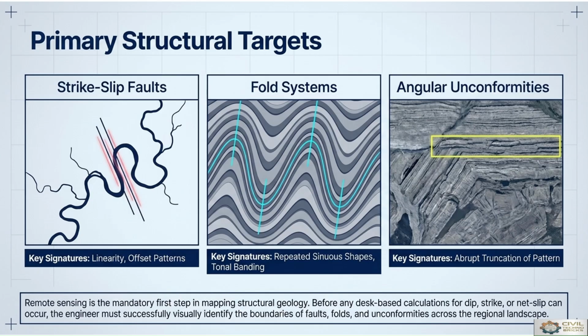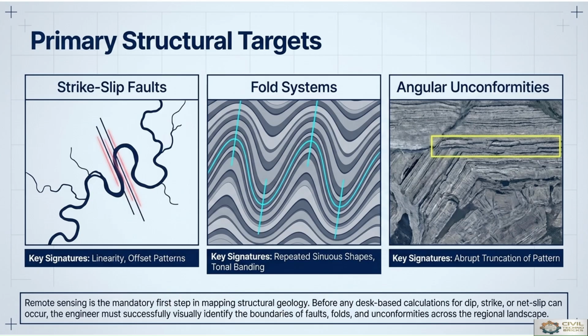Second is the fold system, which is important from the subsurface exploration point of view. We can see repeated sinuous shapes or tonal bending of the rock layers. In angular unconformities, we can mark the key signatures, that is abrupt truncation of pattern, or we can say the gaps in between two rock layers.